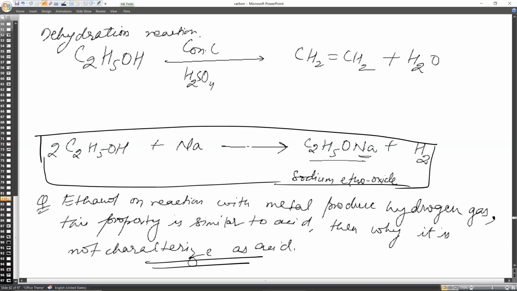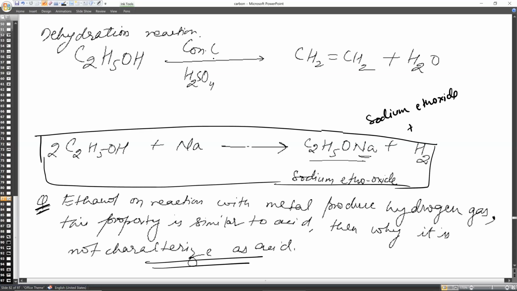Note this one, please. Chemical properties of ethanol. The first property is that ethanol when it reacts with metals forms sodium ethoxide. This is known as sodium ethoxide plus hydrogen gas. Got it? So note it down, please. Ethanol on reaction with metal produces hydrogen gas. This property is similar to that of acids. Then why is it not characterized as acid? This is a question. Note it down fast.